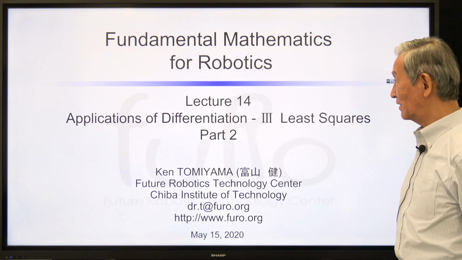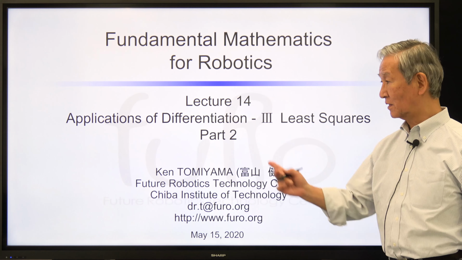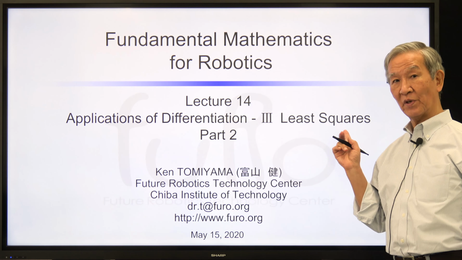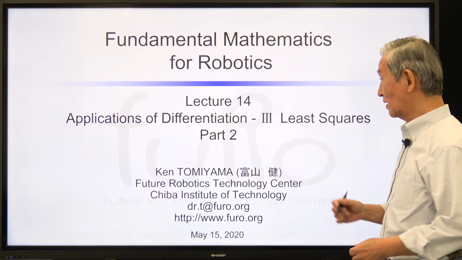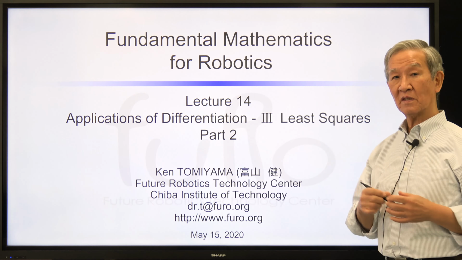Okay, lecture 14. This is the second part of the least squares estimate. Least squares estimate is such a useful tool that us engineers use so often. Like, can you see the dots here? The data looks like this one here.